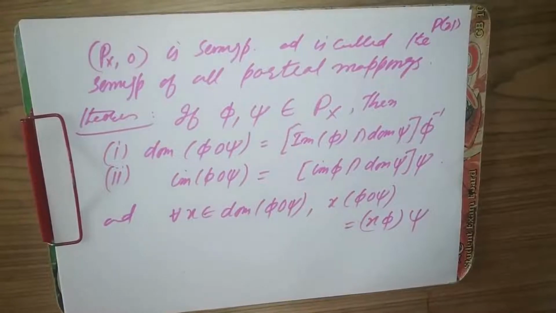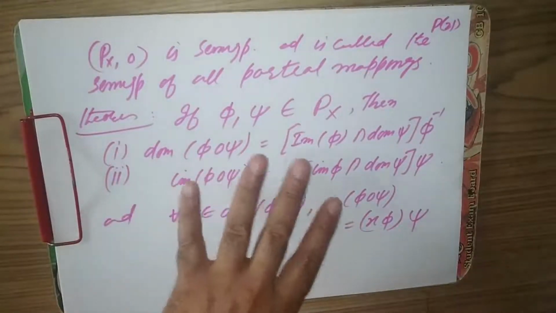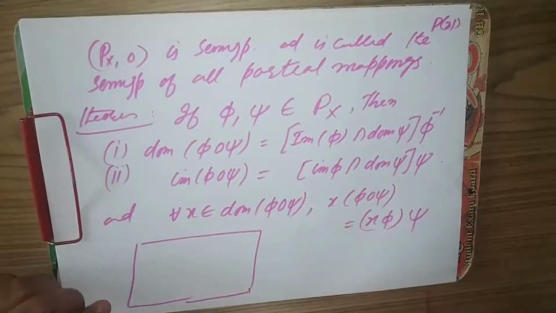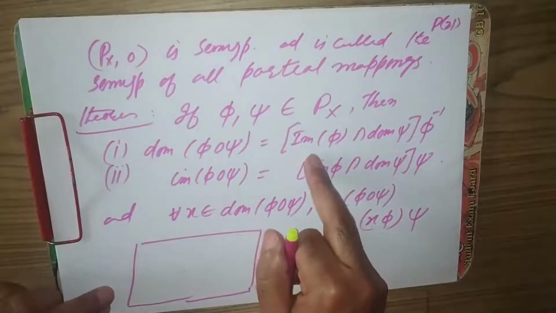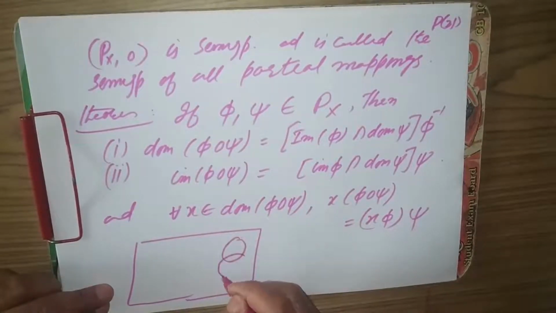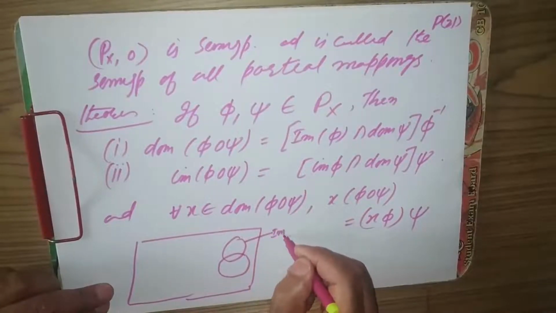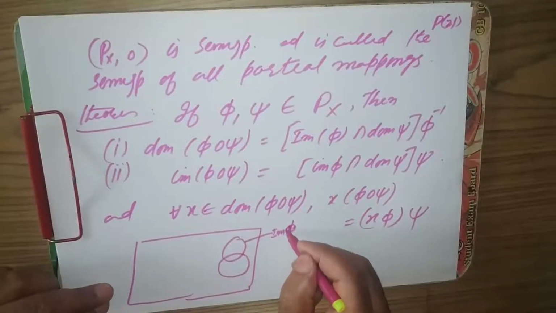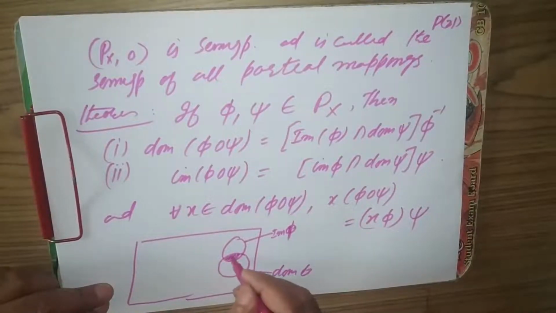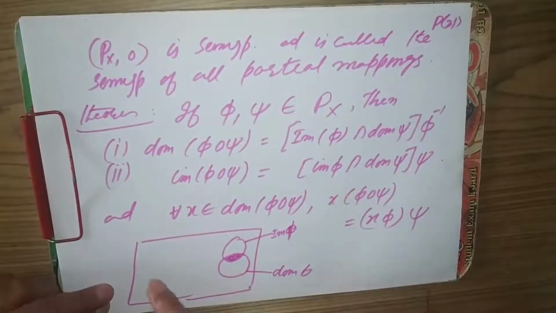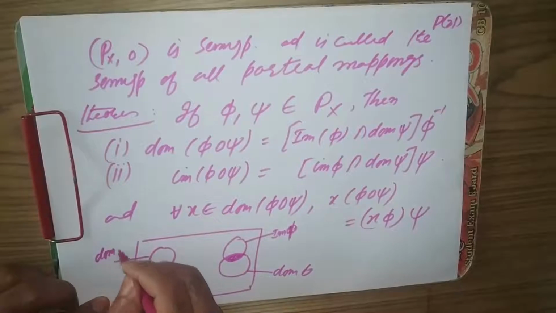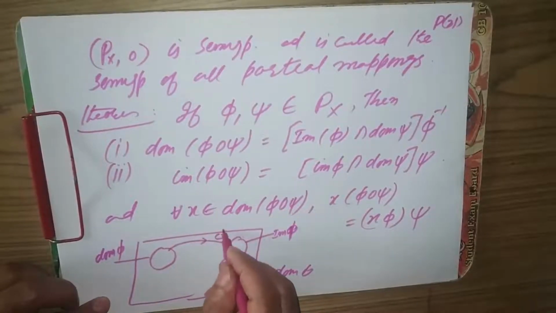Okay, so let's visualize this in the following diagram. Here we have the intersection of the image of phi and the domain of psi. This is the image of phi, and that is the domain of psi, and that's the intersection part here. Since here is the image of phi, here should be the domain of phi, and phi is a partial map from the domain of phi to the image of phi.